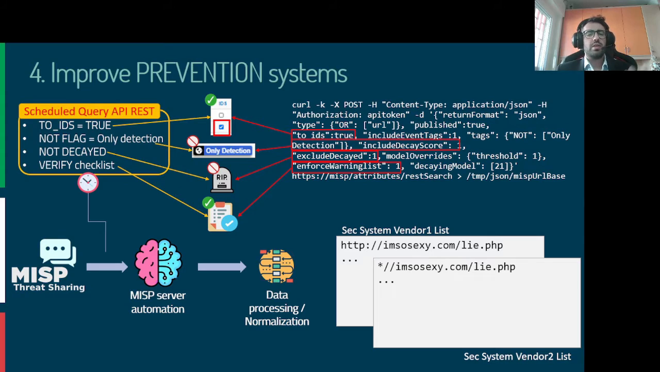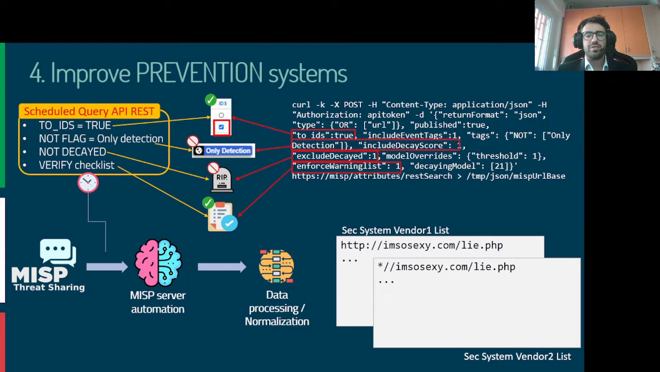We have scheduled some crontab-based API queries capable of extracting different IOC lists from the MISP. The first list provides IOCs flagged as toIDS equal true, without the onlyDetection tag that we have seen before, that have not decayed and have been checked against the whitelist. In the right section of the slide, you can see a real example of API invocation.